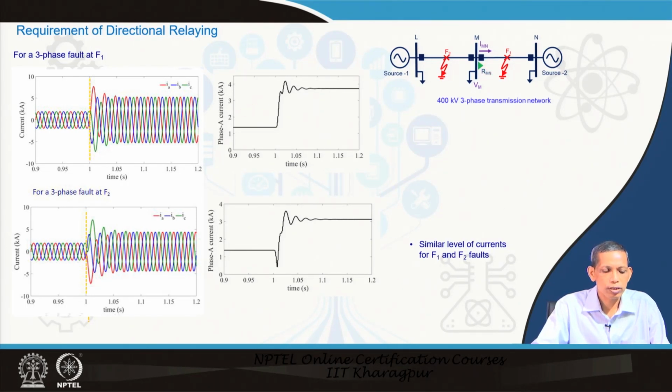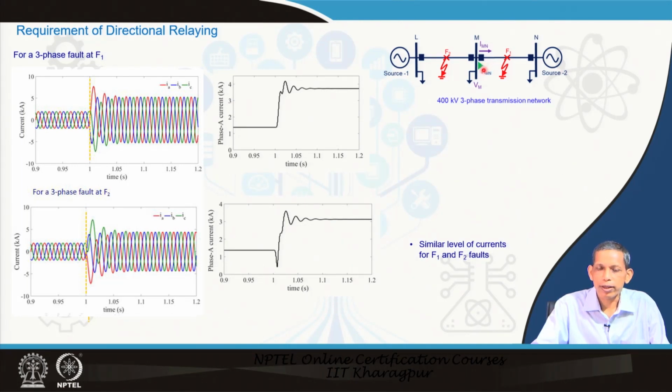If you see the corresponding fault, it is being created at 1 second, and then we see that the corresponding 3-phase faults are there at the F1 and F2 side, and the corresponding current magnitude for both the faults is very high. So, from the earlier discussion and this, in both cases, for the F1 fault and F2 fault, whether it is single phase or 3 phase, the current magnitude becomes significant.